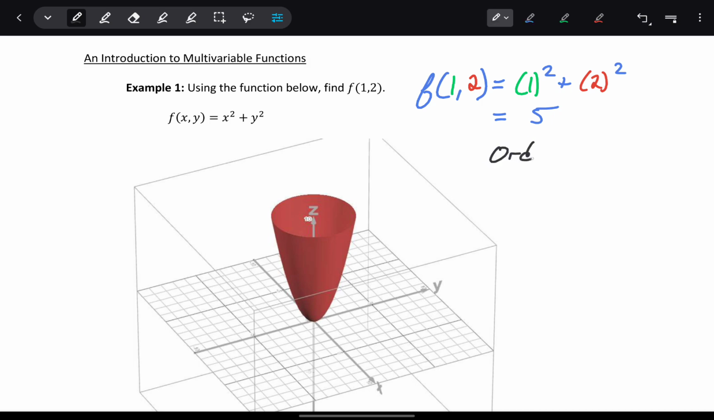That creates what's referred to as the ordered triple, similar to how we've had ordered pairs in the past, x, y. Now we have an ordered triple, which is composed of our x coordinate, our y coordinate, our function value, which in this case was 5, often referred to as our z coordinate.